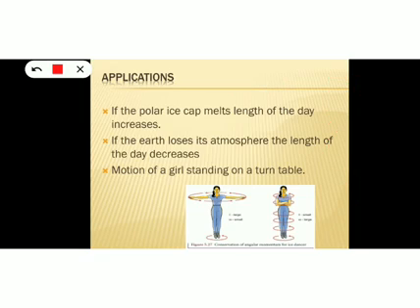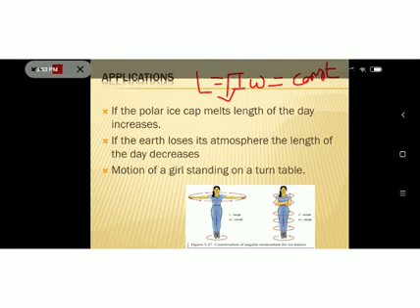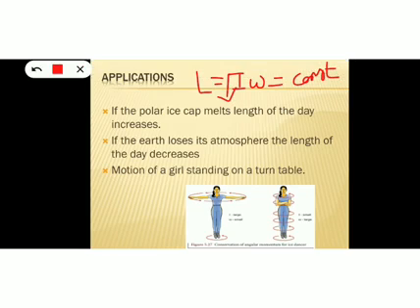Now what is the second application? If the earth loses its atmosphere, the length of the day decreases. So why is it so? Again earth, so the angular momentum of earth is a constant. Now for earth, there is no torque acting on it, hence angular momentum is constant. When earth loses the atmosphere, moment of inertia will decrease. Why? Because the mass concentrated will decrease when earth loses its atmosphere.